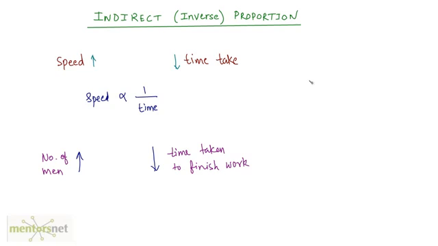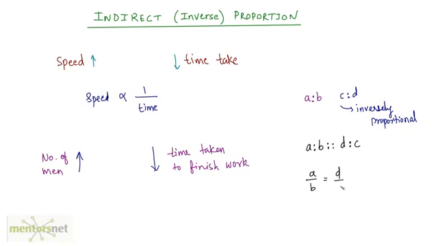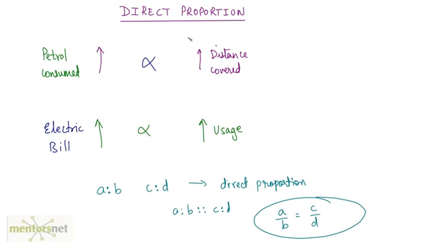So theoretically, if we take two ratios, A is to B and C is to D, and these are inversely proportional, then I can say that A is to B is proportional to the inverse of the other ratio, so is proportional to D is to C. So hence A by B is equals to D by C. So you have to keep this in mind. When you have inverse proportion, you invert one of the ratios and equate it with the other, right? When you have direct proportion, then you take the ratios directly, right? So this is the main concept behind this.